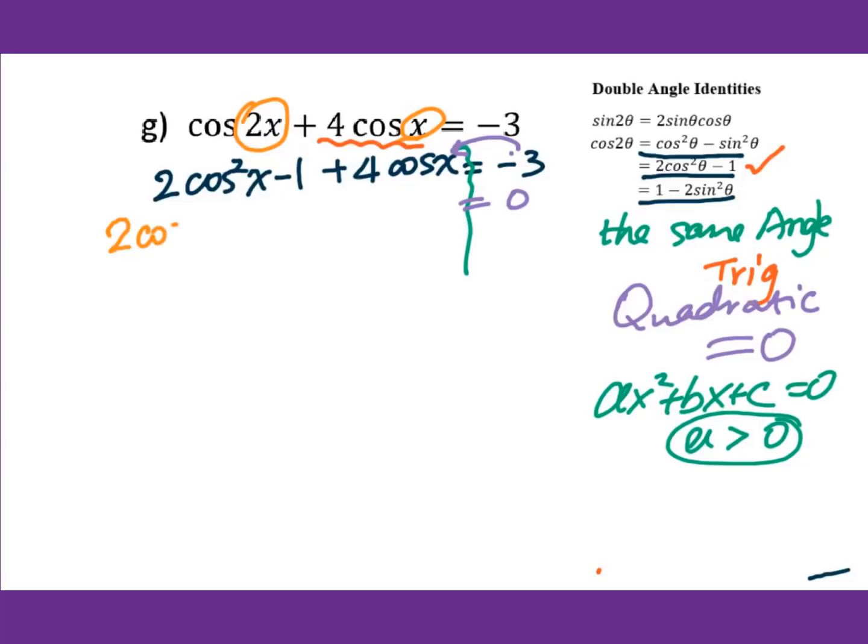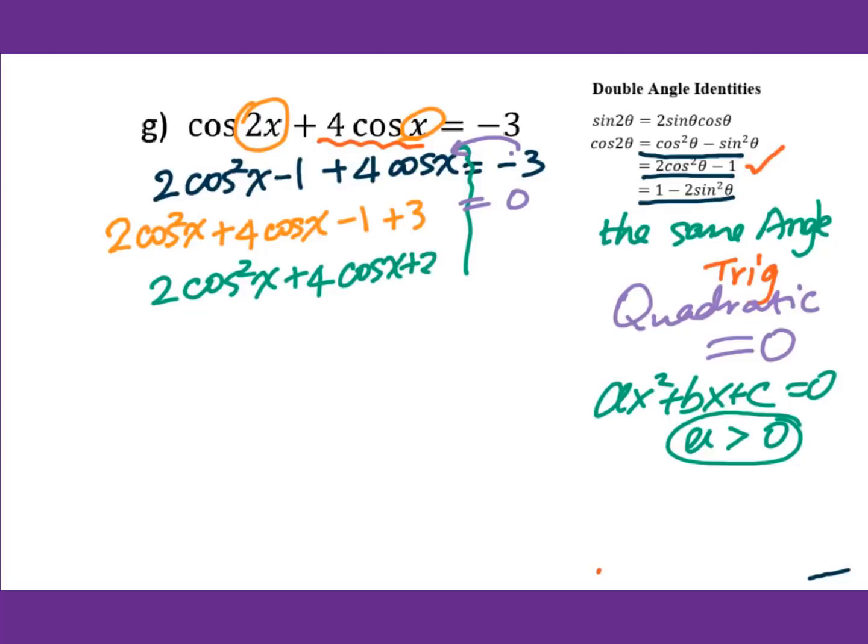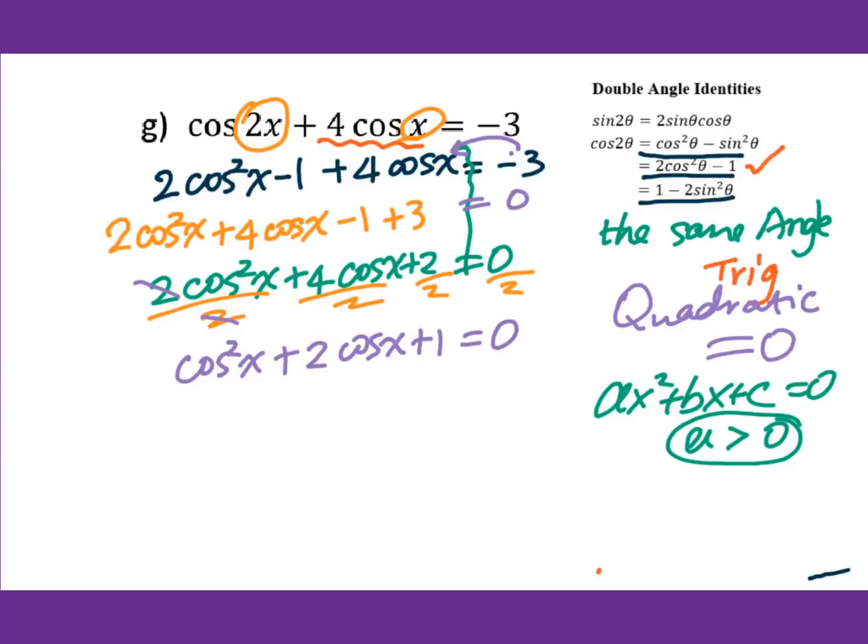I got 2 cosine square x plus 4 cosine x minus 1 plus 3 equal to 0. Combine like terms, we got 2 cosine square x plus 4 cosine x plus 2 equal to 0. Since we have common factor that's 2, which means we can divide by 2 for everything in this equation. And we will get cosine square x plus 2 cosine x plus 1 equal to 0.